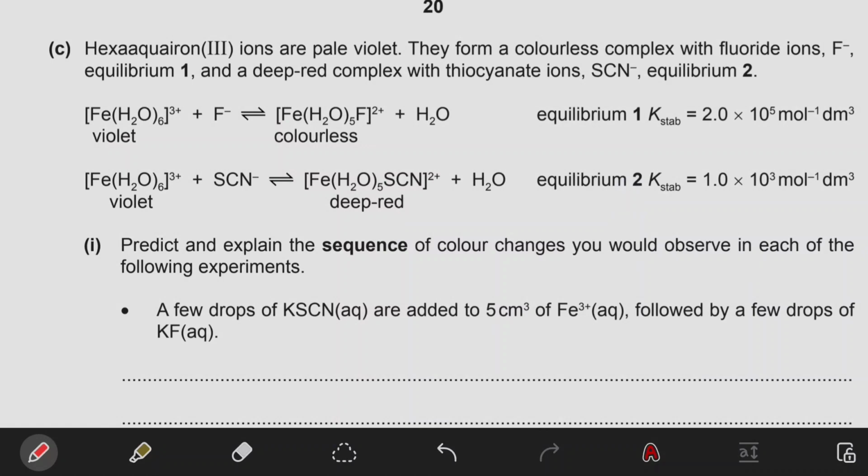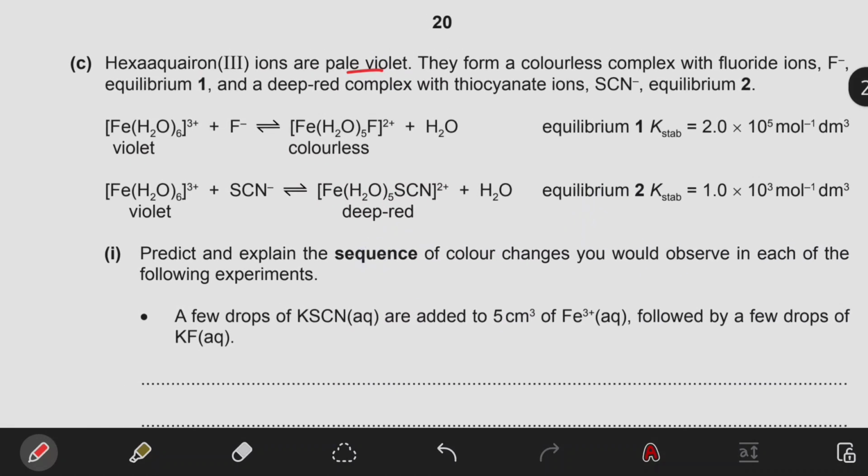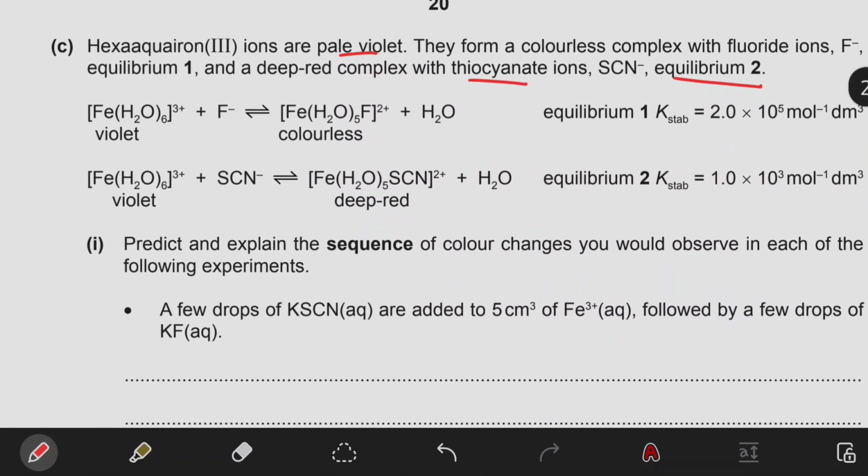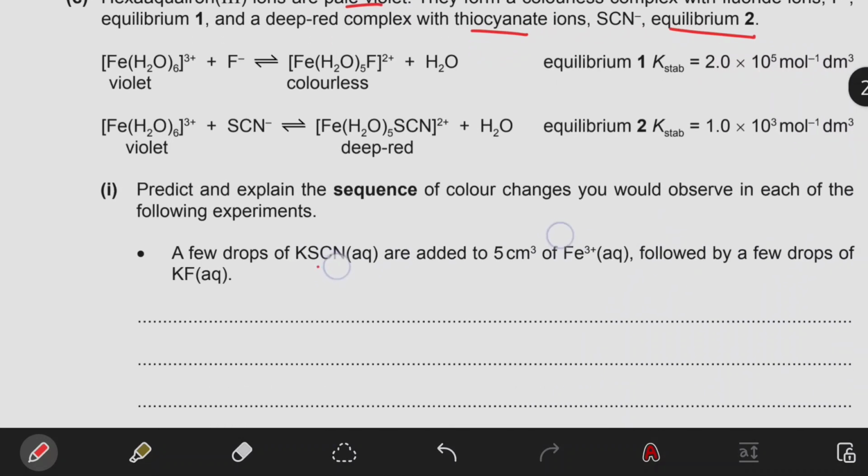Hexaaqua iron ions are pale violet. They form a colorless complex with fluoride ions, equilibrium 1, and a deep red complex with thiocyanate ions, equilibrium 2. Okay. Predict and explain the sequence of color changes you would observe in each of the following experiments. A few drops of KSCN are added to 5 cm cube of Fe3+ aqueous, followed by a few drops of KF. Okay.